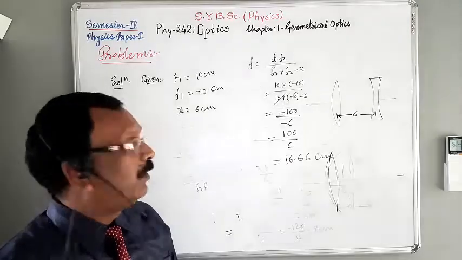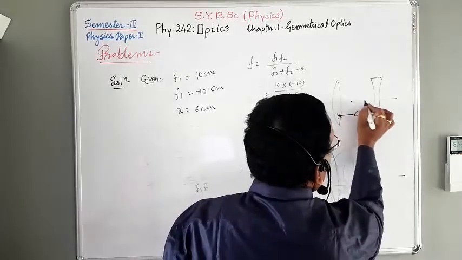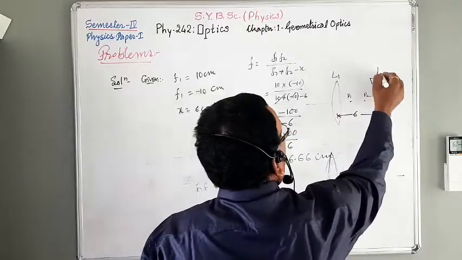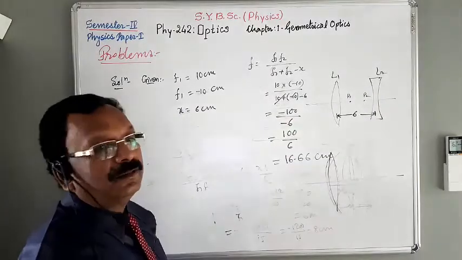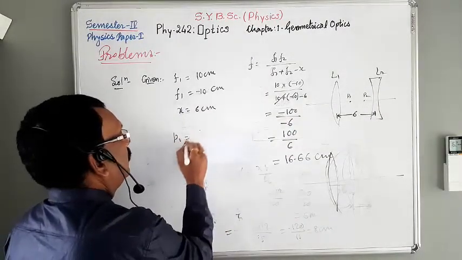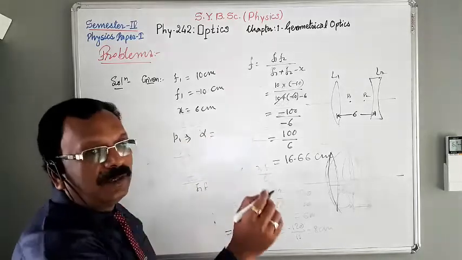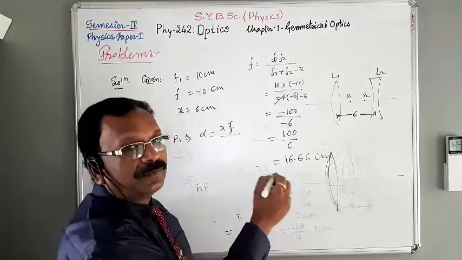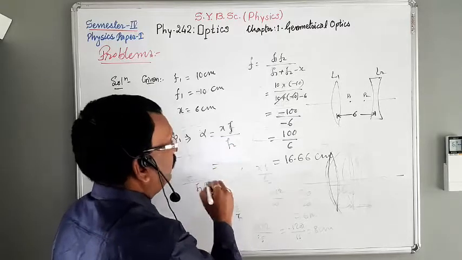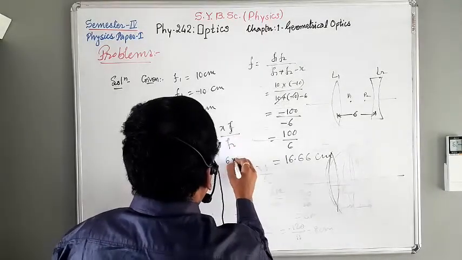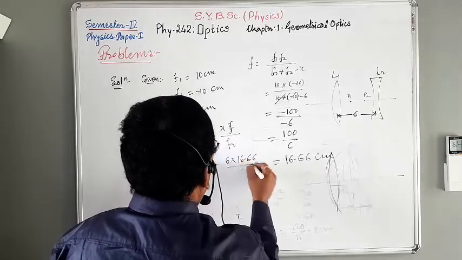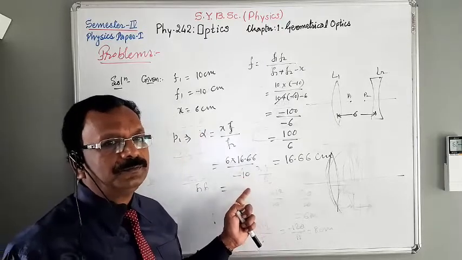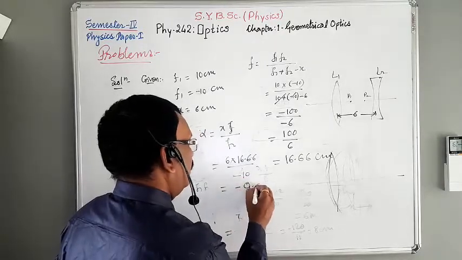Now we have to find the position of the principal points P1 and P2. This is L1 and this is L2. What will be the position? P1, alpha, is equal to, what is the formula? Alpha is equal to x f upon f2. Then substitute: x is 6 centimeters, f is 16.66, upon the value of f2, which is minus 10. So solve this, and we get the answer minus 9.9 centimeters.